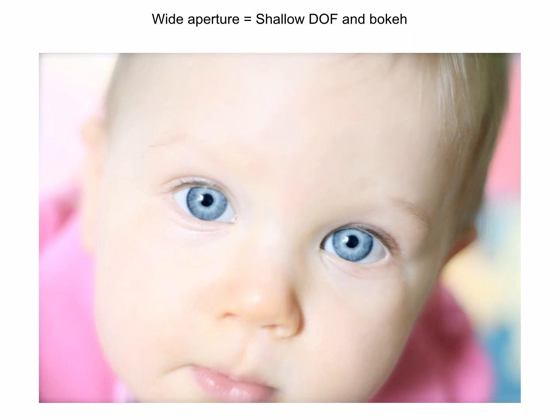Here is an example of a wide aperture, so a shallow depth of field. This is a picture of my daughter, and you can see that the eyes are in focus, and everything in front of the eyes, like the tip of her nose, and clearly her ears and beyond, are out of focus. And you've got this nice blurry bokeh in the back that makes the photo seem very soft.